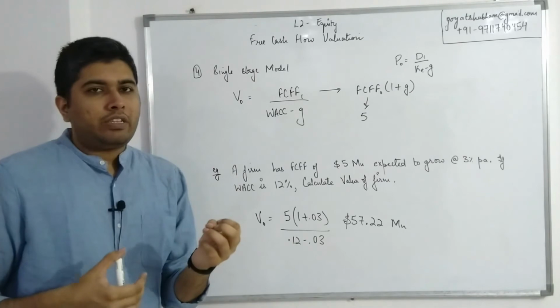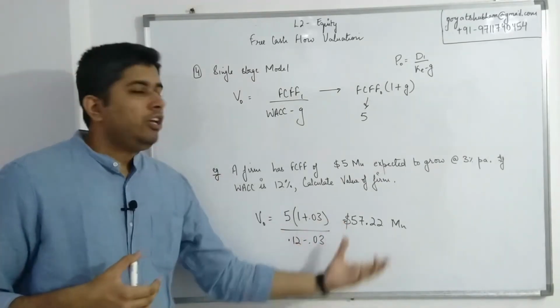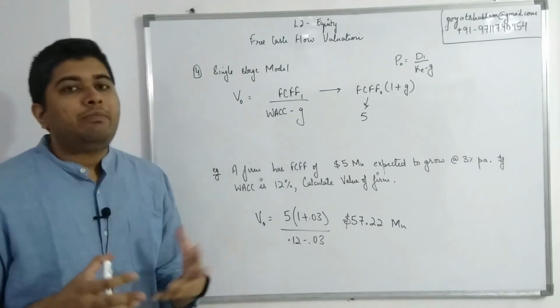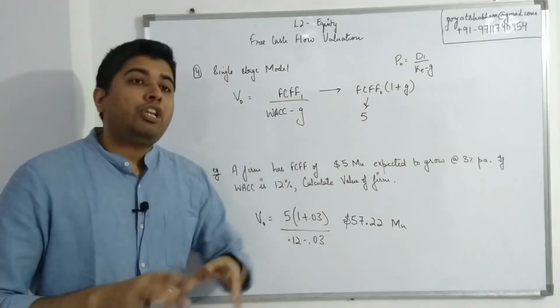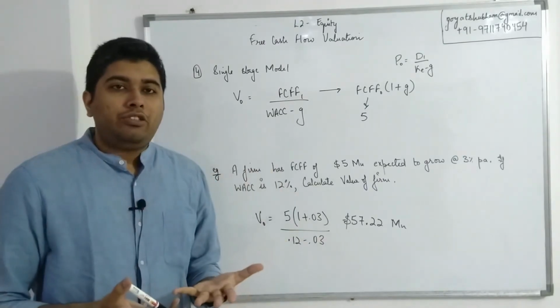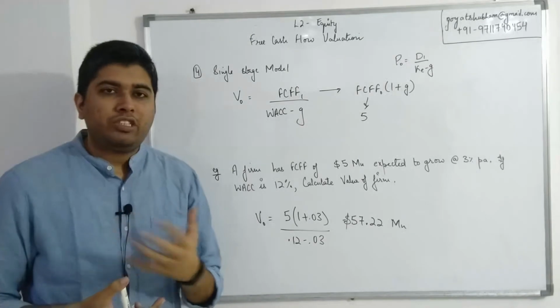If the question is asking you for per share price, make sure you divide this value by the number of shares to get the price per share. So please keep that very clear in mind, that if your cash flows are for the entire equity of the firm, you will get the price for the entire bunch. If you need per share value, you still have to divide it by the number of shares. So just keep that in mind.